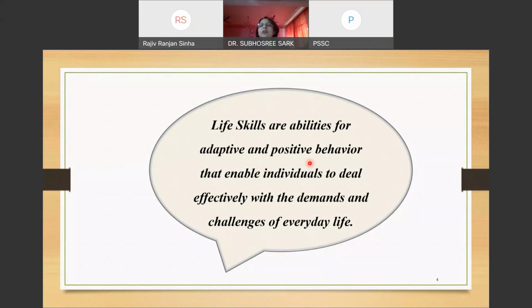Aim of education, interpersonal skills, positive thinking, adaptive nature, yes, adaptation, empathy, yes. Many more are coming. Positive thinking, goal setting, social skills, sympathy, helping hands.